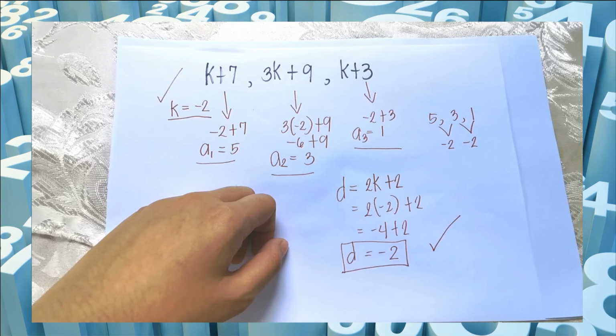To check if the sequence is arithmetic, we substitute the value of k to the given terms. For a sub 1, we have negative 2 plus 7 equals 5. For a sub 2, 3 times negative 2 is negative 6 plus 9, that is positive 3. And for the third term, we have negative 2 plus 3 equals positive 1. We have 5, 3, and 1. Notice that they have a common difference, which is negative 2. 1 minus 3 equals negative 2. 3 minus 5 equals negative 2. Therefore, the given terms are arithmetic.